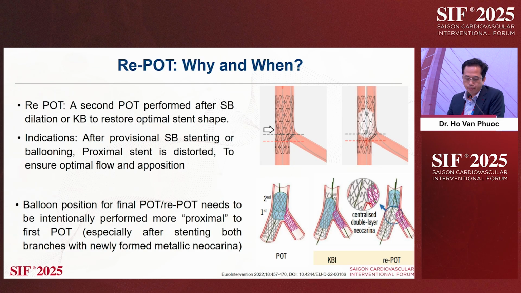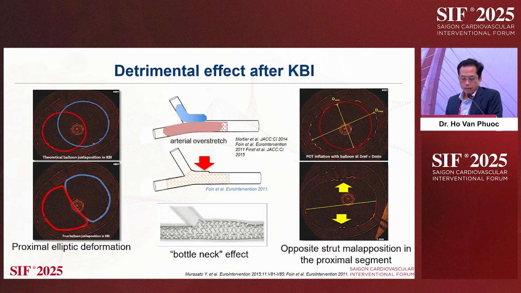And let's talk about the re-POT. The re-POT is a second POT performed after the side branch dilation or kissing balloon to restore optimal stent shape. And the balloon position for the final POT is different to the first POT. It needs to be intentionally performed more proximal to the first POT, especially after the stent struts cross the carina with the newly formed metallic neocarina. And when a side branch intervention is required, you use your re-POT.